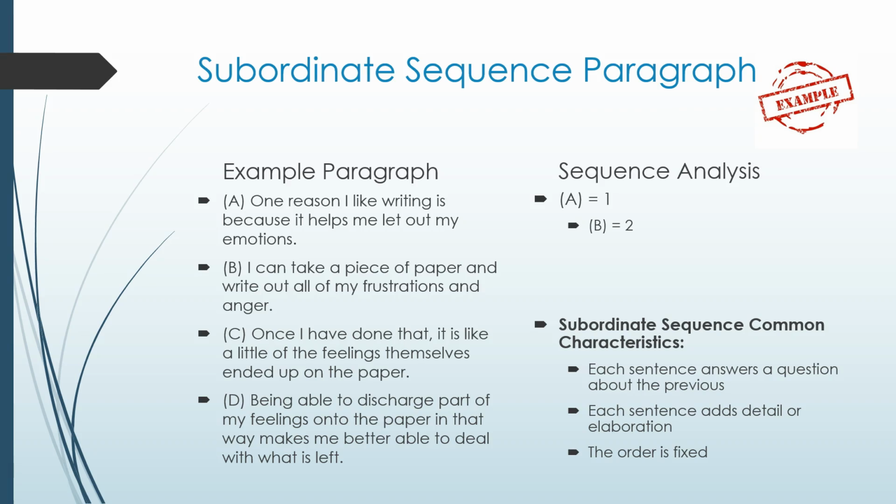Then sentence C continues, I can let the emotions out by writing out my anger. How does that help? Once I've written it down, it's like some of the feelings stay on paper. Again, we have a sentence that's answering a question about the previous one, giving more information or elaboration. Therefore, since it's subordinate to a level 2 sentence, sentence C is a level 3 sentence. The final sentence continues to explain. I leave some emotion on the paper. Why is that useful? Leaving some on the paper means I can better deal with what's left. Again, this is an explanation or support for the previous sentence. It's subordinate to sentence C, which is level 3, and therefore sentence D will be level 4.